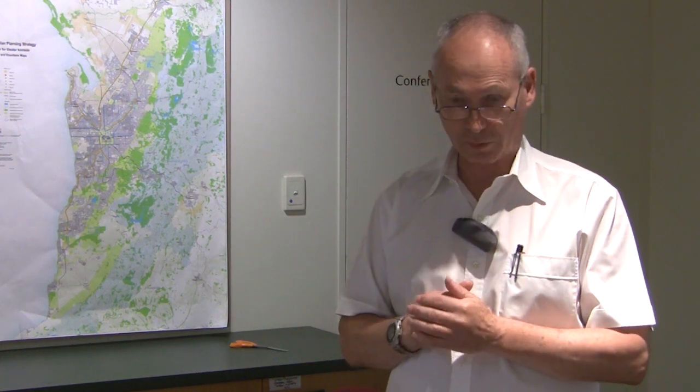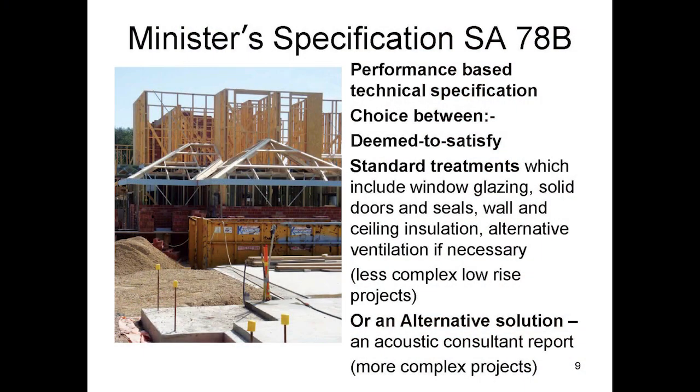So as I said, it's a performance-based document. It's based very much on the formatting of the BCA that you're all familiar with. So there are deemed to satisfy requirements, and that means that if you follow standard treatments for window glazing, door sills, ceiling insulation, window treatments and the like, then you can follow the prescriptive deemed to satisfy provisions.